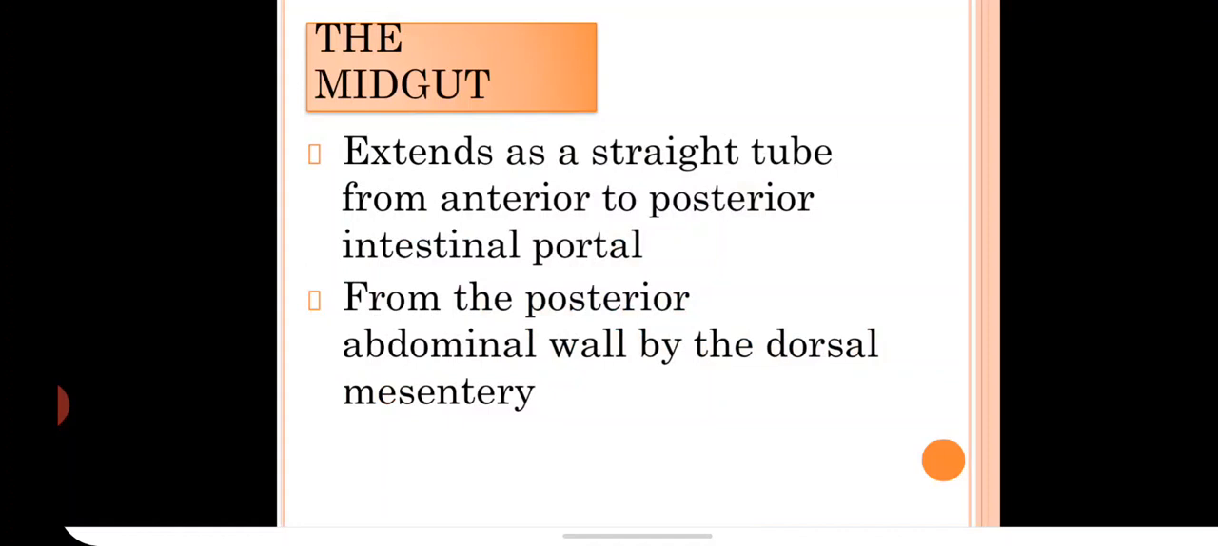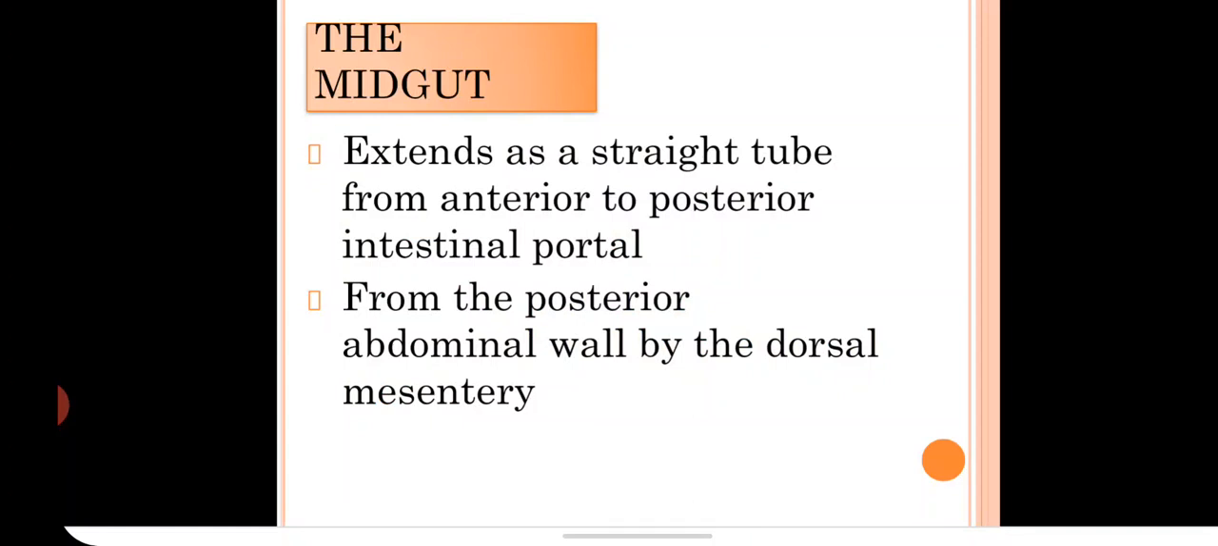Before we start with the midgut, I think the students will now just recall that the gut develops from the indrawn part of the yolk sac during the foldings of the embryo. Then this gut is divided into foregut, midgut, and hindgut. In the last class, we have seen the foregut derivatives and completed them. Now we will start with the midgut and its important topic, the midgut rotation.